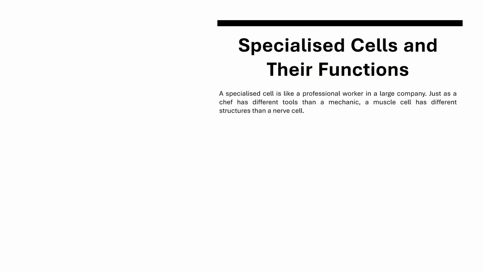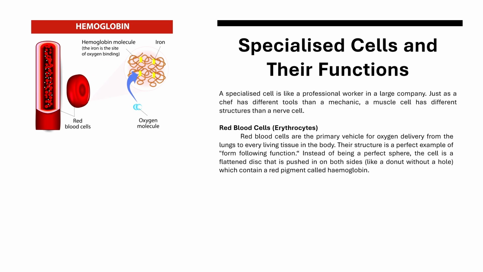Now this slide covers the specialist cells of the human body. While we have looked at plant cells, these animal specialists are often the stars for your exam because their structures are so drastically different from the typical animal cell. For example, think of a specialized cell as a professional worker, just as a chef carries different tools than a mechanic.